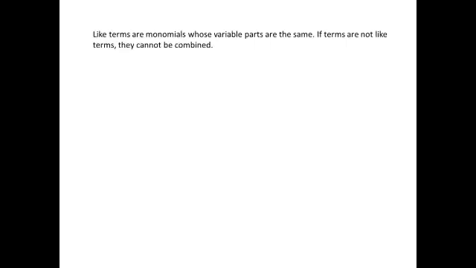Like terms are monomials where the variable parts are the same. If terms are not like terms, they cannot be combined. This is basically the apple tree. You cannot take an apple and a tree and shove them together to get apple trees. Simplify 5x plus 8x. If you have 5 x's and then you add 8 more x's, how many x's do you have total? 13 x's.